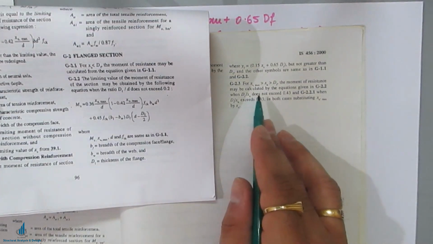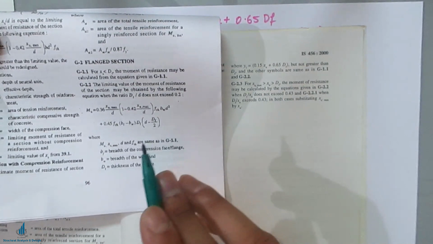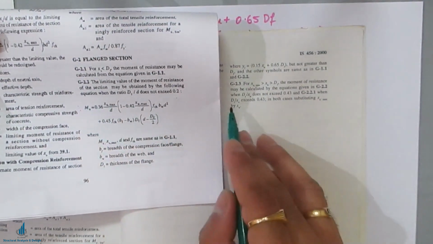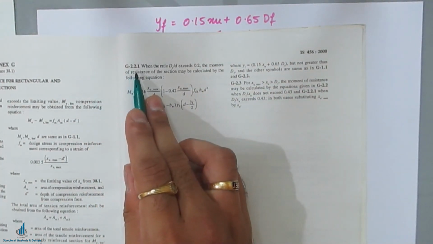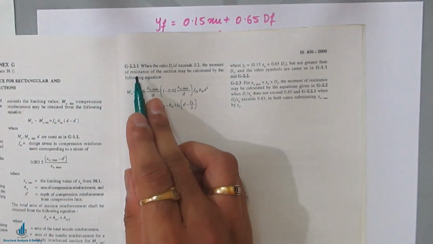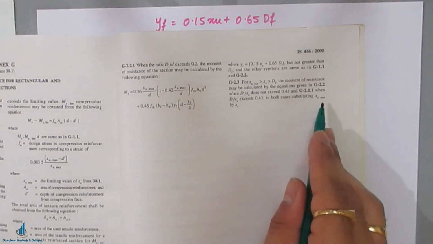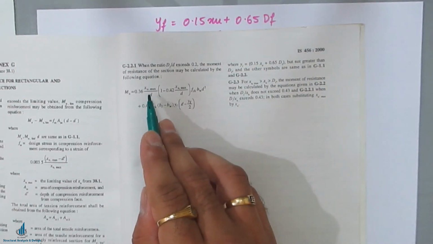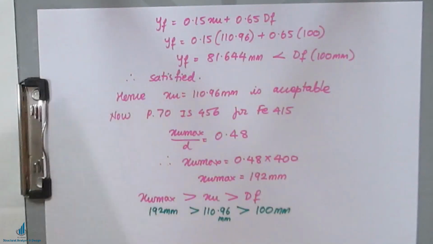When the ratio DF by XU does not exceed 0.43, that time you have to go for G2.2, and when DF by XU exceeds 0.43, you have to go for G2.2.1, which is there on page number 97. Remember, when this clause is satisfied, you have to use XU value in place of XU max, because in both the formulas the XU max is given, you have to replace it by XU. Now what we shall do is find out this ratio DF by XU.